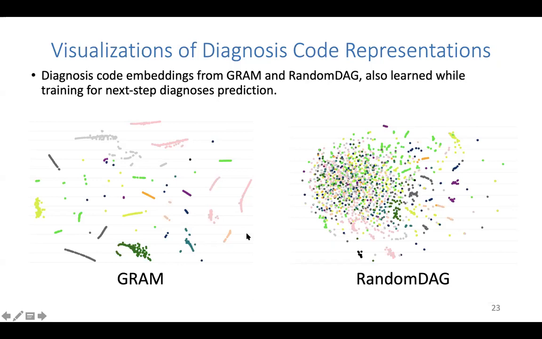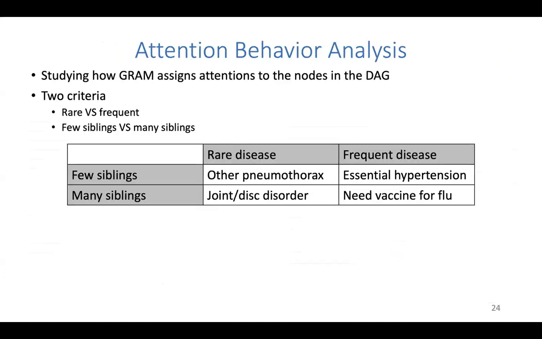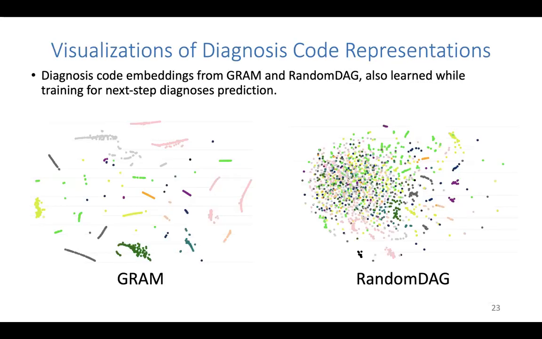So they are the same model. Gram and random DAG are exactly the same model. The only thing that's different is the adjacency matrix. As I said, the CCS multi-level hierarchy is a tree, and you can represent a tree as an adjacency matrix. This one and this one are using different adjacency matrices, and that's it. And you can see the complete catastrophe that is caused by using an incorrect adjacency matrix. All right. Any questions so far with the visualization?